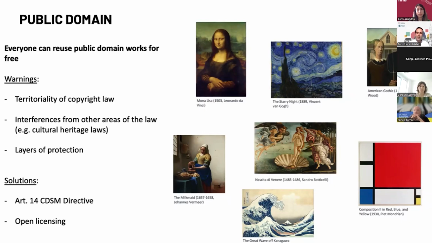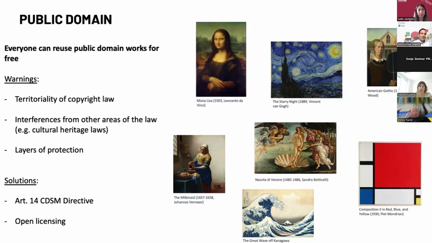Like in the example I just gave, the Cultural Heritage Act in Italy provides a specific exception for education, so it does protect cultural heritage materials and also their digital reproduction, but that protection doesn't extend to education, so you can still use it for education.